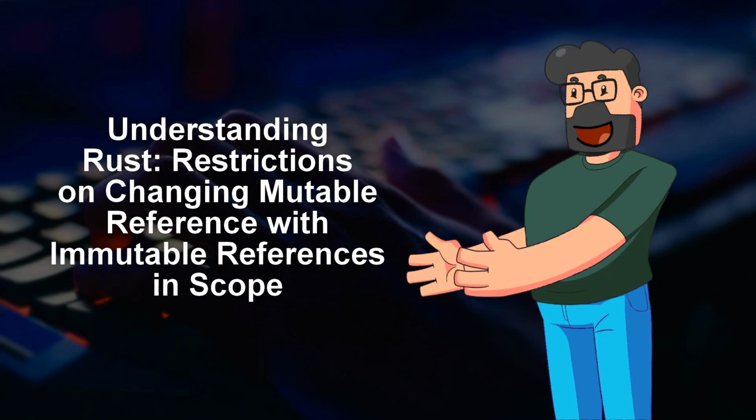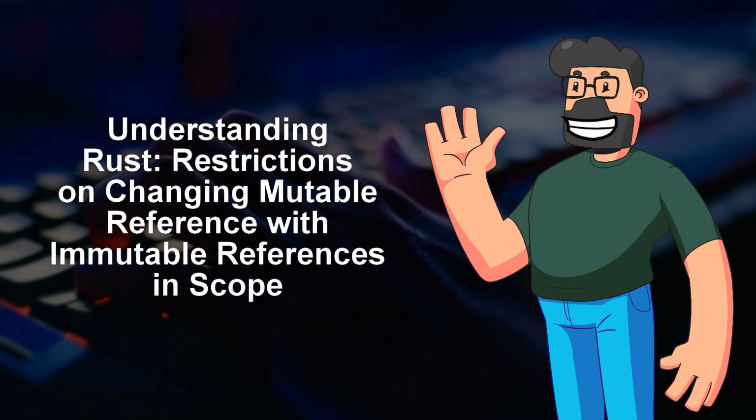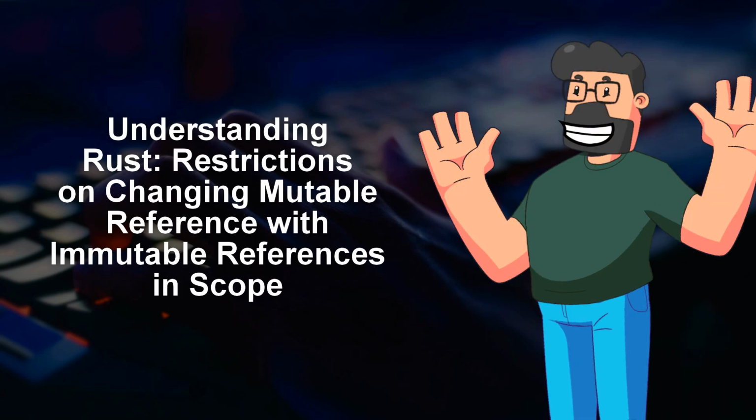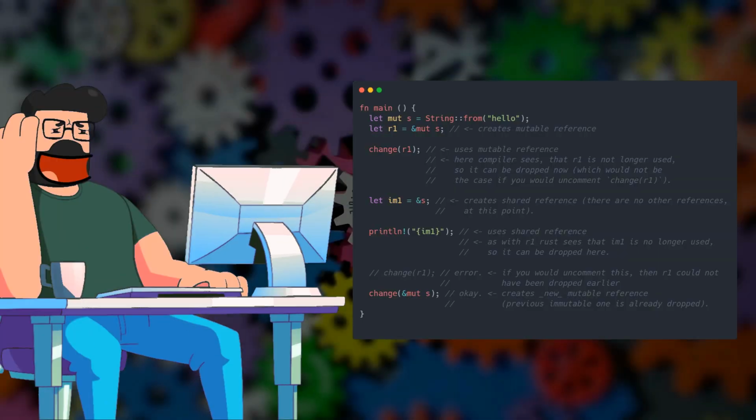The problem revolves around understanding the restrictions on mutable and immutable references when working with variables in Rust. It can be a bit tricky to grasp at first, but fear not, we'll walk you through it step by step. Now, let's delve into the solution to this puzzling issue.